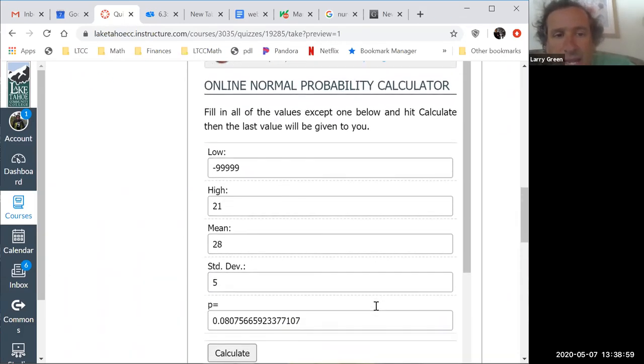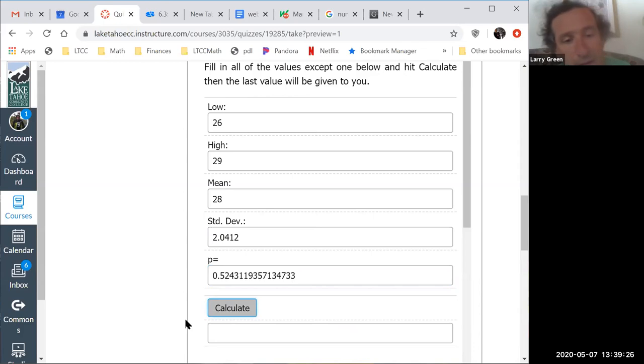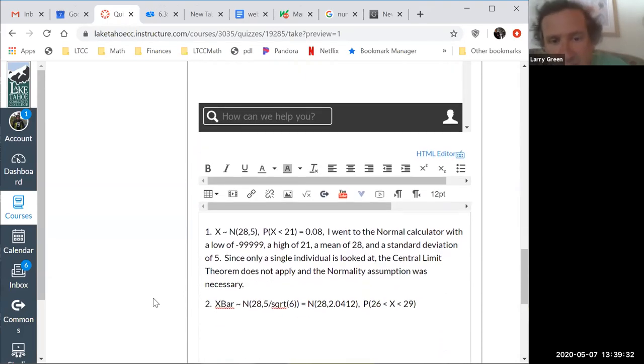And now I can go into my calculator. My low is 26. My high is 29. The mean is still 28, but the standard deviation now is 2.0412. And I need to erase my p. And I get about 52%. 0.52 is good enough for me. Just a warning on the online homework, if it tells you 4 decimals, do 4 decimals, not 2. On the quizzes, I don't care, as long as you show your work, I'm happy.